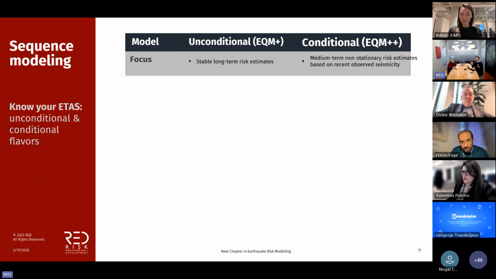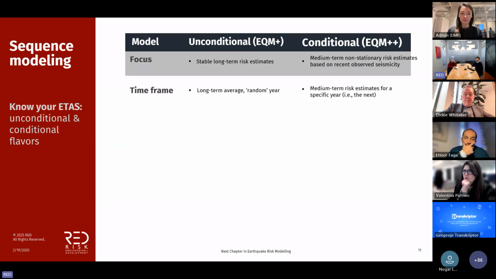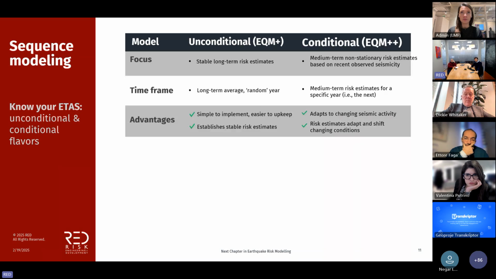Now, the focus is clear. Stable long-term view of risk on the unconditional side, long-term unconditional ETAS versus medium-term non-stationary risk based on what happened recently, based on observed seismicity. As such, we have a long-term, quote-unquote, random year for a stable risk view versus medium-term based on a specific year that we set. Naturally, the EQM+ unconditional variant is simpler to upkeep and implement, and it establishes a stable view of risk, whereas you have to keep updating the conditional one so that it knows what happened yesterday, so it can give you the next year's seismicity based on what happened.